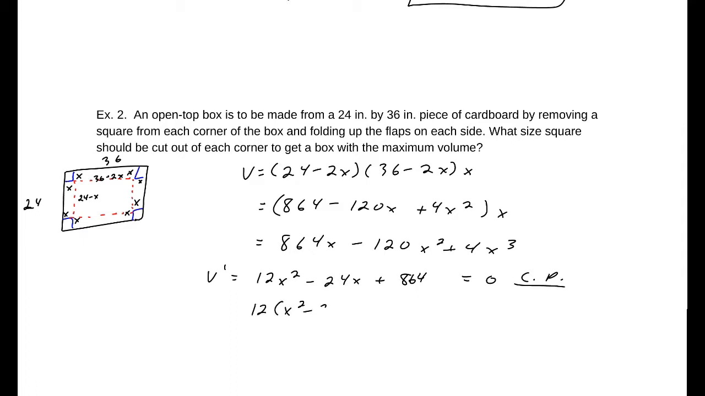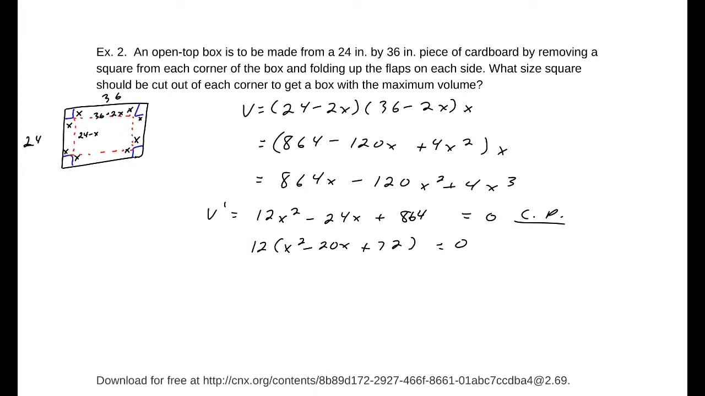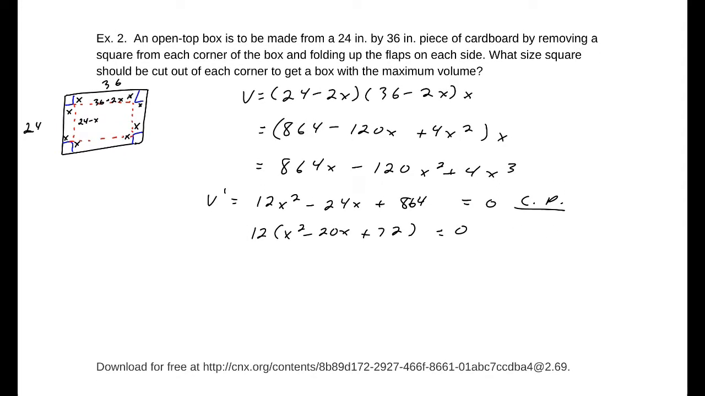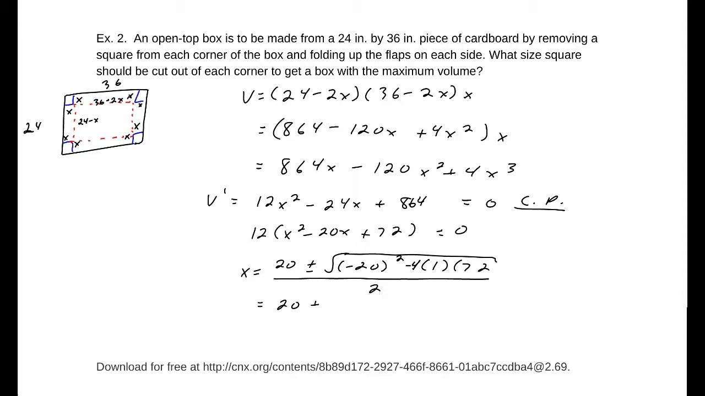x squared minus 20x plus 72 equals 0. Now, it'd be great if that factors to make that equal to 0. It does not, actually. I've already tried that. So let's go ahead and use the quadratic formula. x equals negative b plus or minus the square root of b squared minus 4ac, all divided by 2a. So that would just be 2. This simplifies to 20 plus or minus, and let's see, that's 400.